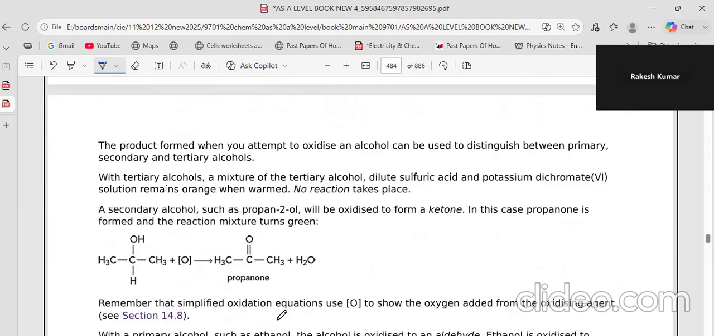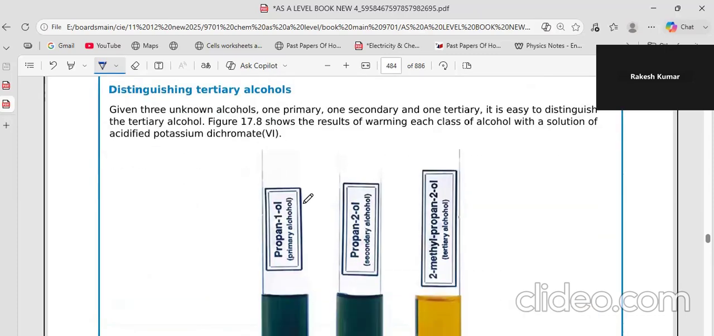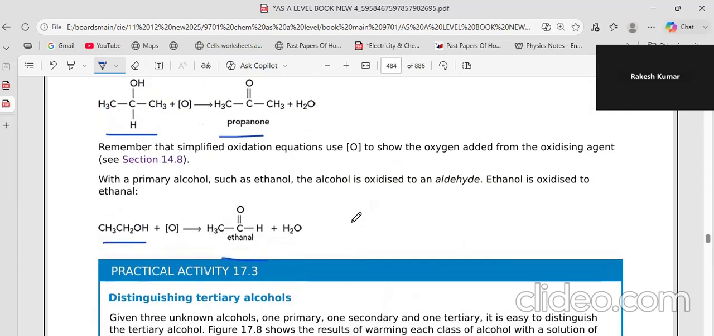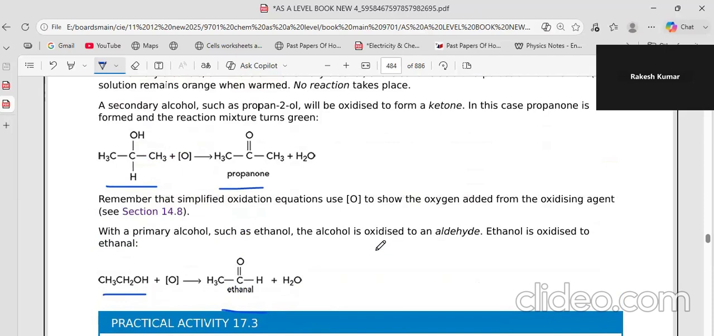And oxidation: if you oxidize these, you will get carboxylic acid, depending on whether it's primary or secondary. If it's primary and you oxidize it further, it will become carboxylic acid. A secondary alcohol will convert to ketone. The tertiary won't oxidize. You can make that out by this, because you see this has turned green.